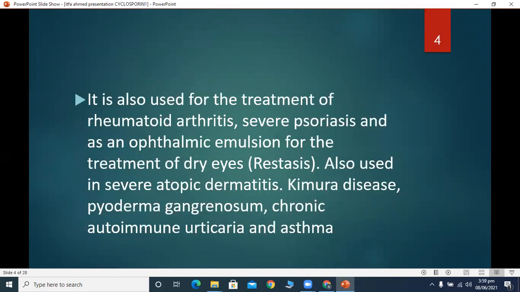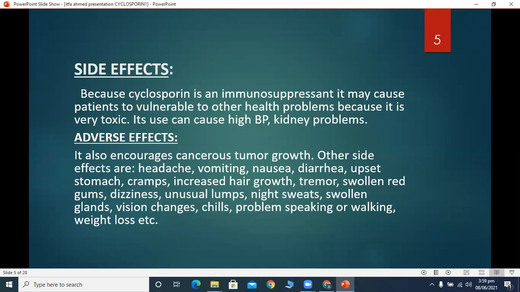It is also used for the treatment of rheumatoid arthritis, severe psoriasis, and as an ophthalmic emulsion for the treatment of dry eyes, which is called Restasis. It is also used in some severe skin conditions, which are severe atopic dermatitis, Kimura disease, pyoderma gangrenosum, chronic autoimmune urticaria, and asthma.